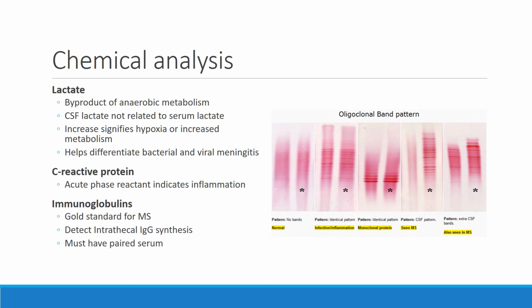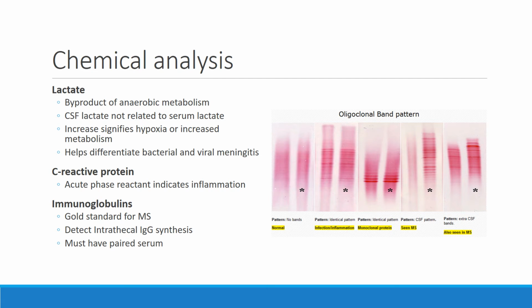C-reactive protein, another one, not very commonly ordered, but it can be ordered. C-reactive protein is an acute phase reactant, an indicator of inflammation, and it's actually produced by the liver in response to inflammation. The reason we test for C-reactive protein in the CSF is to rule out meningitis.